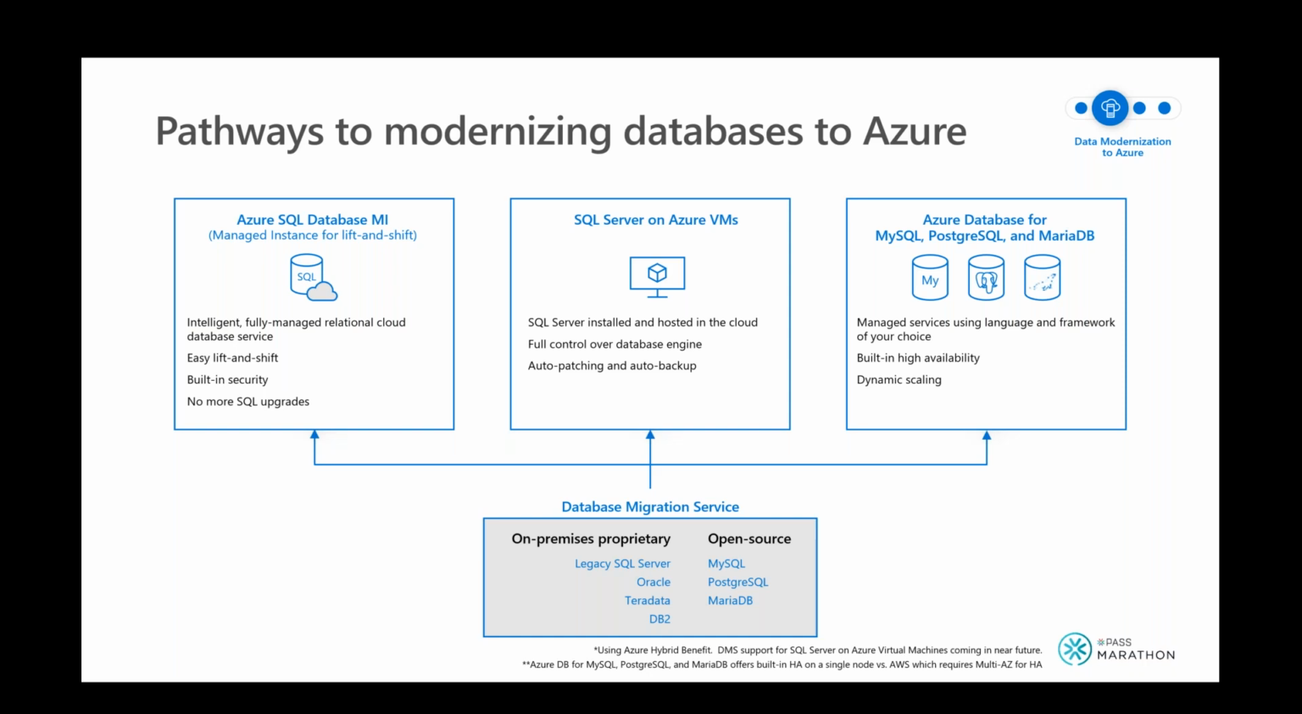And then the same exists for MySQL, PostgreSQL, and MariaDB. And even if you're on NoSQL databases, Cosmos DB, even though it's not listed here, is a great destination for all of your NoSQL databases, whether it's Mongo or Cassandra. You can lift and shift those using database migration service directly to Cosmos DB in Azure.